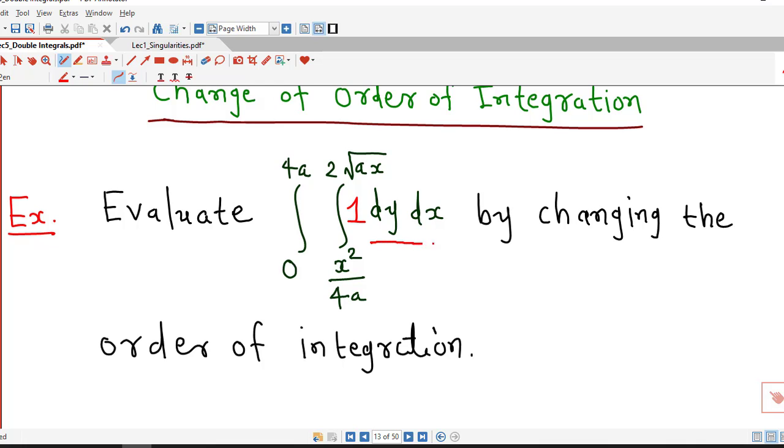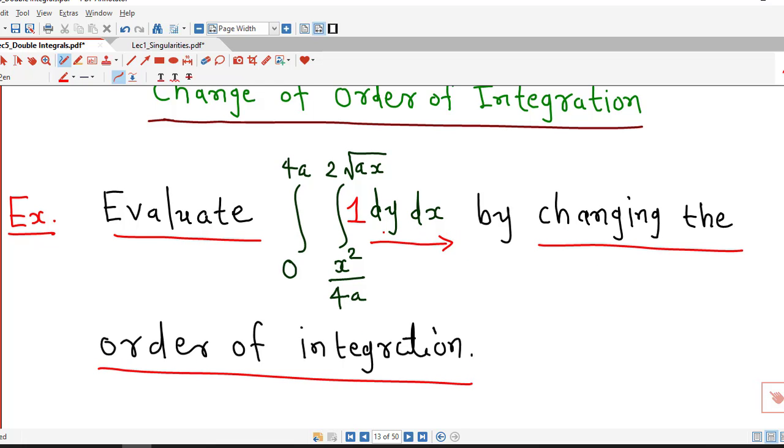Now there is no problem in going for this order. It is easy to evaluate this integral with respect to y first and then with respect to x. But here we are asked to find the value of this integral by changing the order of integration. So even if it is easy to evaluate in this order, we will not do the problem in this order, because we are strictly asked to change the order of integration. So we must change the order of integration.